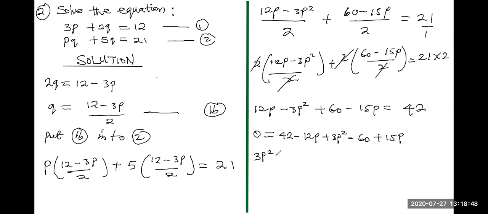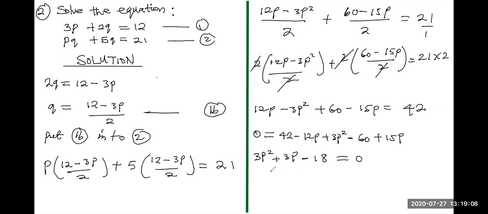Are you seeing that I'm going to have it as what? Minus plus is plus, so I'm going to have plus 3p. And what do we have again? Then 42 minus 60 is going to give us minus 18. Minus 18 equals to 0. So is it factorizable? Let's test, of course, factorizable.